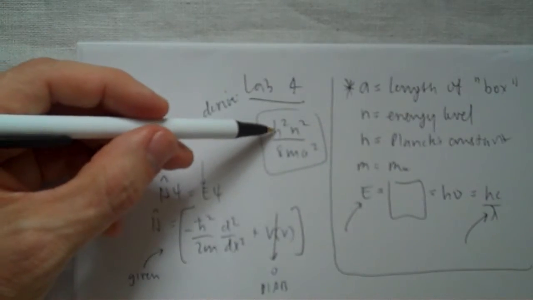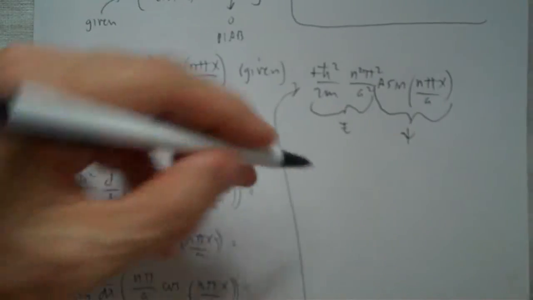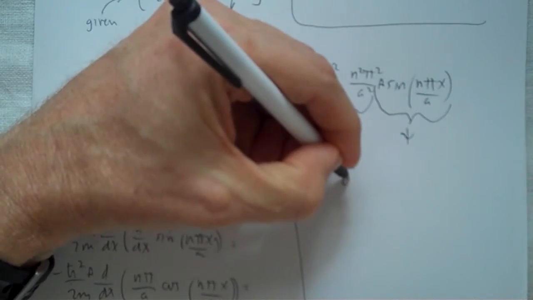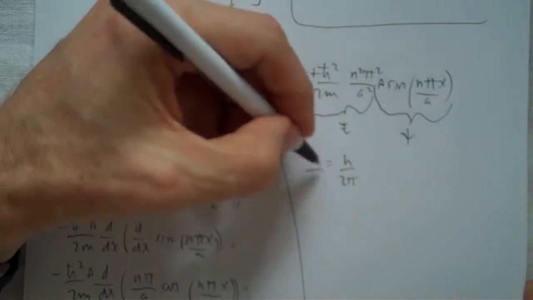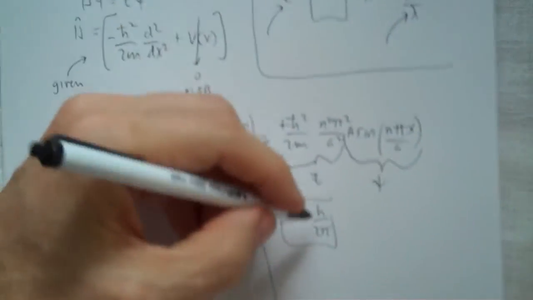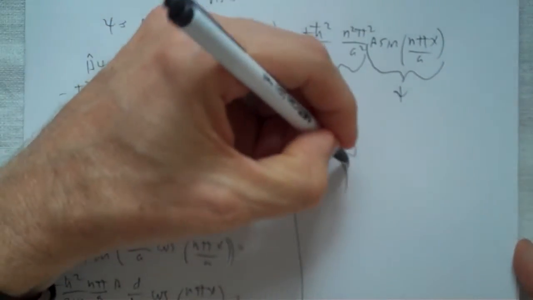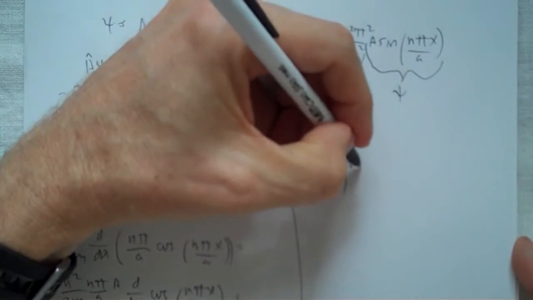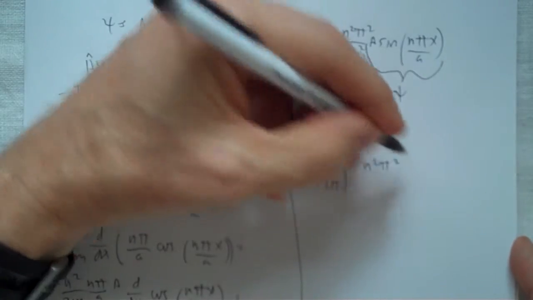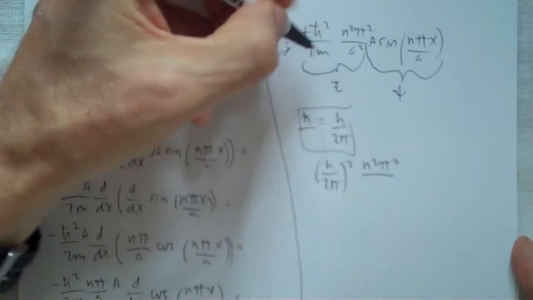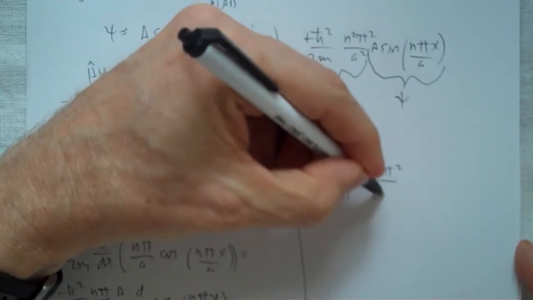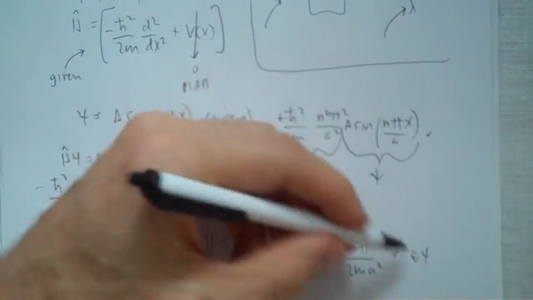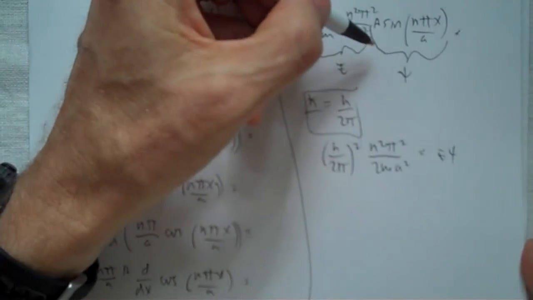Except this looks just like h bar. This is h bar, so we now have to invoke this definition of h bar, that's equal to h over 2 pi. So now I'm going to say another form of h bar squared, which is h over 2 pi, times n squared pi squared over 2m a squared, is equal to, this is still equal to e psi. I haven't been drawing that each time, but I pulled the psi out.